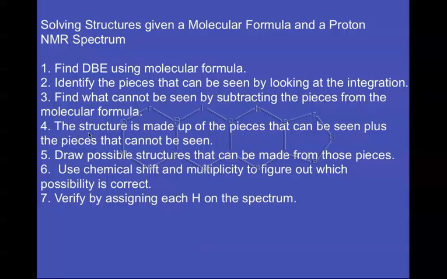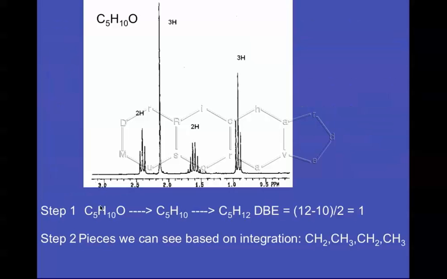The structure then will be made up of the pieces that can be seen plus the pieces that can't be seen. Draw possible structures that can be made from these pieces, and then use chemical shift and multiplicity to figure out which possibility is correct, and finally verify your structure by assigning each hydrogen on the spectrum to a hydrogen in the compound. Alright, so let's go through this and see an example of it.